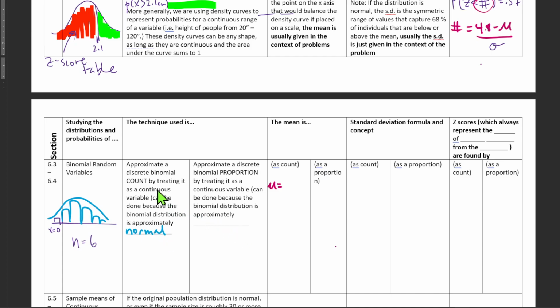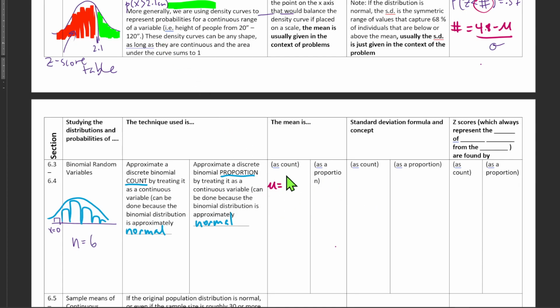Now you can do these problems two ways. You can approximate the count or you can approximate the proportion. And it's really the same thing. And you can do it also because the distribution is approximately normal. Now let's discuss both ways.